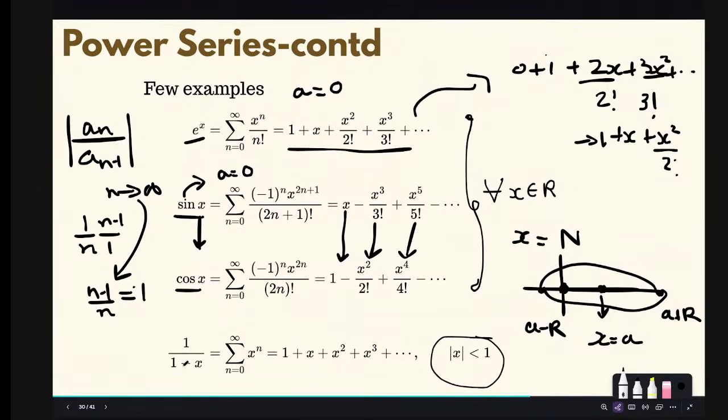So let's look at the last example, which is 1 by 1 minus x is equal to sigma x to the n, which is 1 plus x plus x squared plus x cubed. This is a special case because here it's not true for all x. So why is this happening? Let's say I put x is equal to 5. Let's say I plug this here and I plug this here. Here I get this is equal to -1/4.